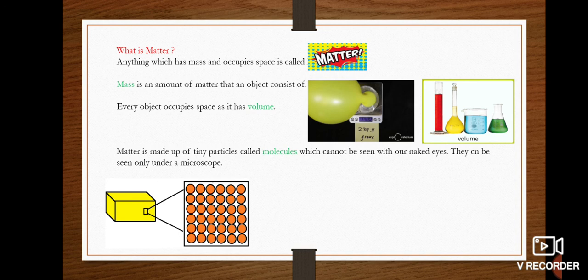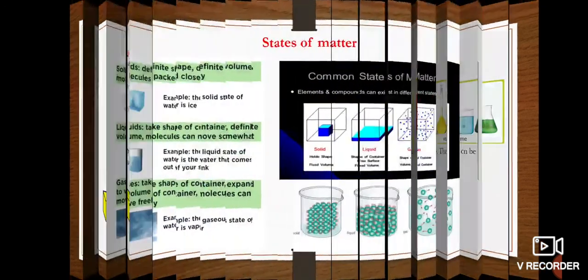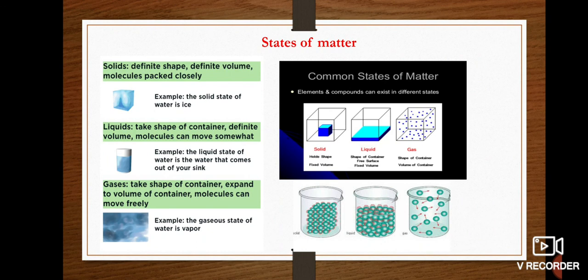Matter is made up of very small particles called molecules. The molecules are so small that we cannot see them with our naked eyes. They can be seen only under the microscope. Based on this, there are three states of matter. These are solid, liquid, and gases.